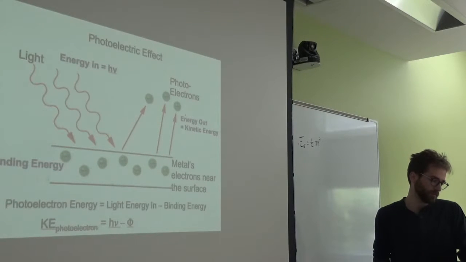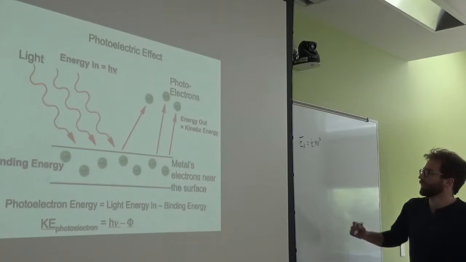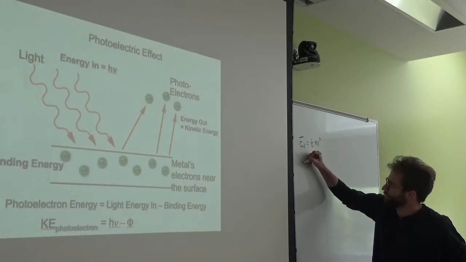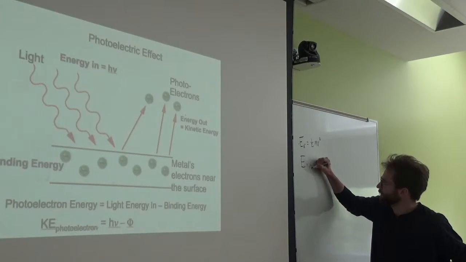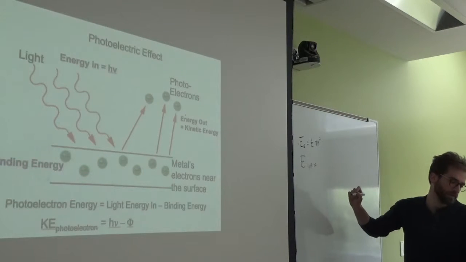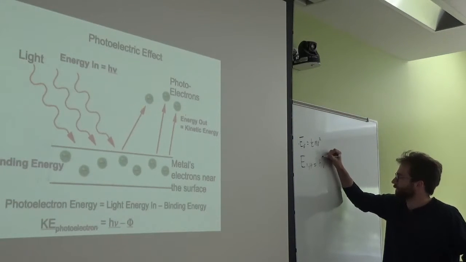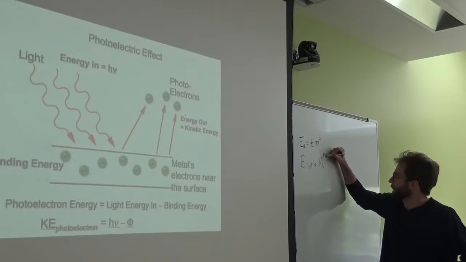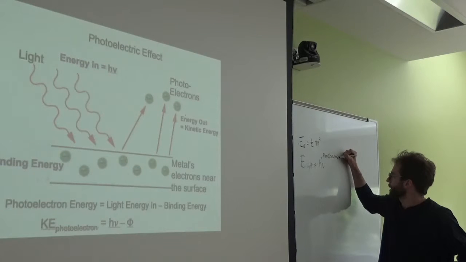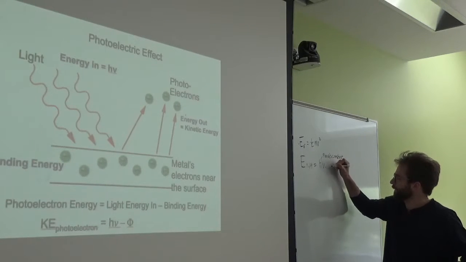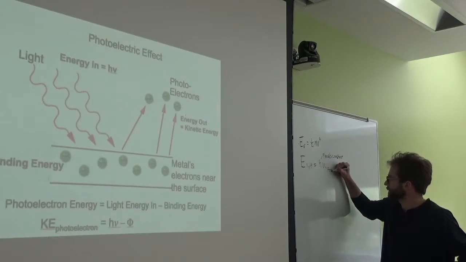So there's one thing that Planck said, and he said that the energy of light could be described using this formula, and this was a constant. And this was the frequency.